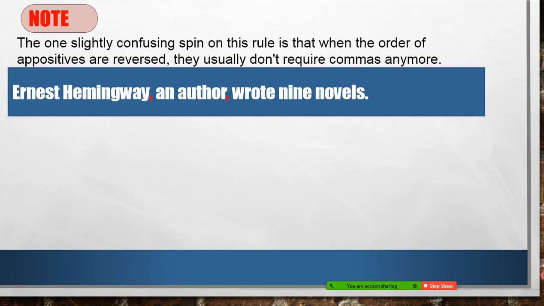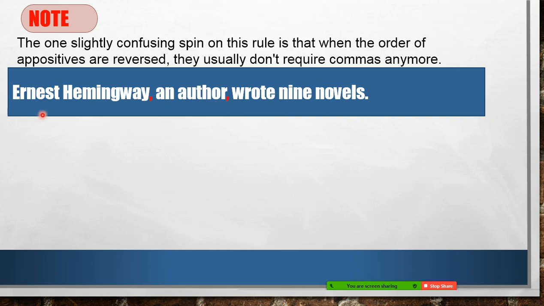Nadine, can you read the sentence? Ernest Hemingway, an author, wrote 9 novels. Okay, now, why did I put the two commas here surrounding an author? Because it's extra information. So here I put it between two commas because this is an appositive.